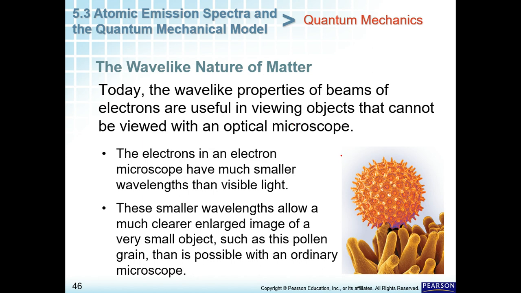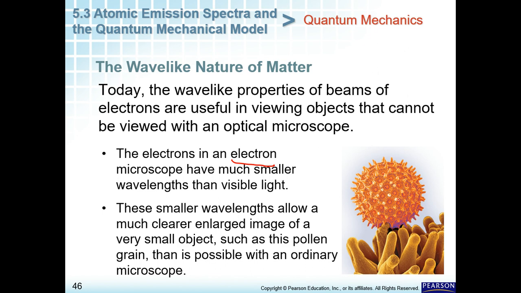If you were to take a grain of pollen and look at it underneath a light microscope, you would see kind of just circles. But electrons in something called an electron microscope have much smaller wavelengths than visible light. So these smaller wavelengths actually allow us to take an image of pollen and enlarge it, but also make it a lot more clear so we can see more detail. So if I look underneath a normal microscope, this would just be a blob of a circle, but under an electron microscope, we can see all the edges and points of this pollen grain.